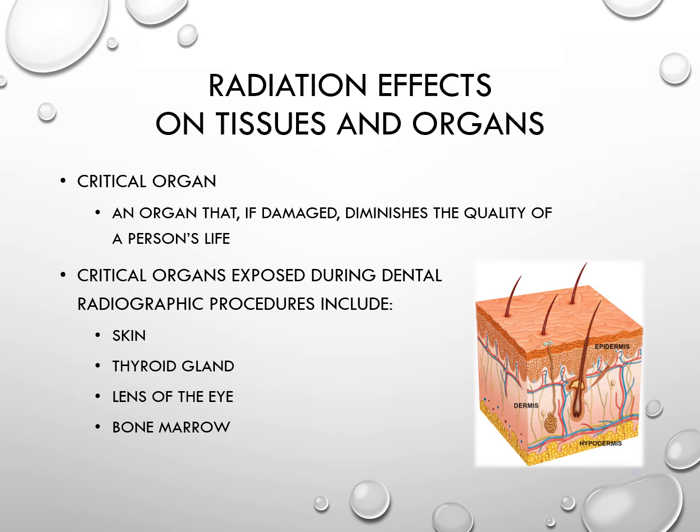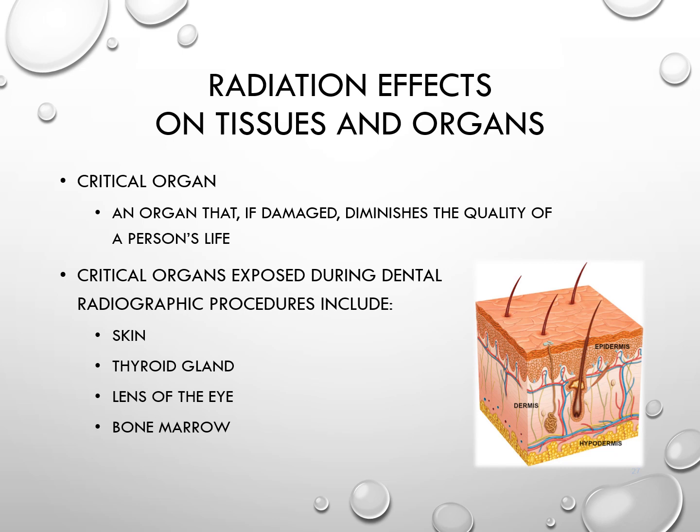All right, and then the radiation effects on tissues and organs. So if an organ is critical, it means that the organ, if it is damaged, will diminish the quality of a person's life. And so maybe while we wouldn't think that the skin is terribly critical, it is. If we were to lose our skin or our skin overall were to be less intact, our skin is actually one of the most important organs that we have at protecting us from all types of bacterial infections and viral infections and all of the world around us.